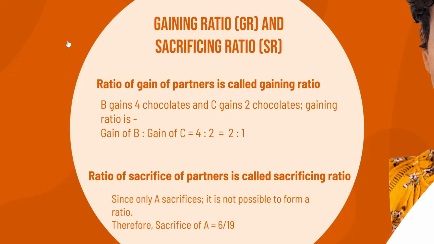The same thing applies for sacrificing ratio, but however, in this sum, there is only one person who sacrifices. So we just say that sacrifice of A is equal to 6 by 19. It is not possible to form a ratio because for a ratio, at least 2 people should be sacrificing. So we just say sacrifice of A is 6 divided by 19.